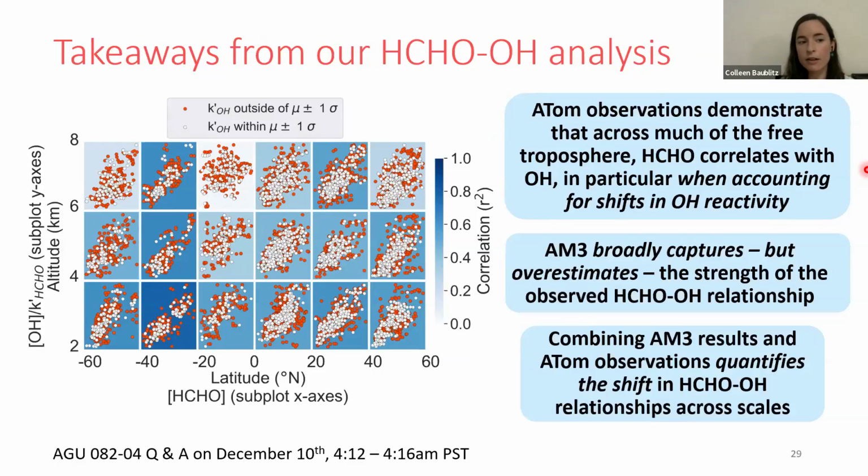And so our takeaways from this aspect of the project so far are that the ATOM observations demonstrate that across much of the free troposphere, formaldehyde correlates with OH, in particular when accounting for shifts in OH reactivity. And so that differs slightly when considering larger spatial scales, like on the scale of a tropospheric column. Okay, and so from there, we look at our model to see that the model broadly captures, but perhaps overestimates the strength of the observed formaldehyde and OH relationship. And then finally, what we're working on now is combining the AM3 results and the ATOM observations to quantify the shift in the formaldehyde-OH relationship to bridge the differences in the observed and modeled spatial temporal scales.